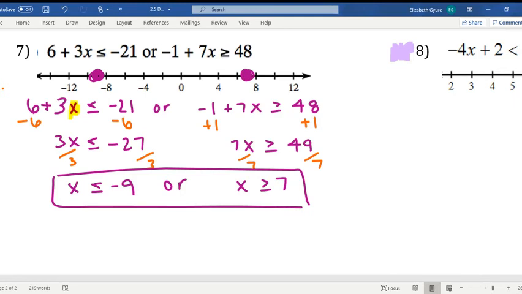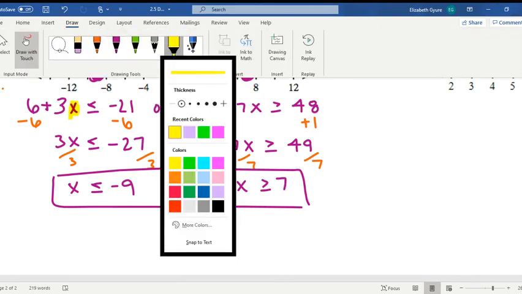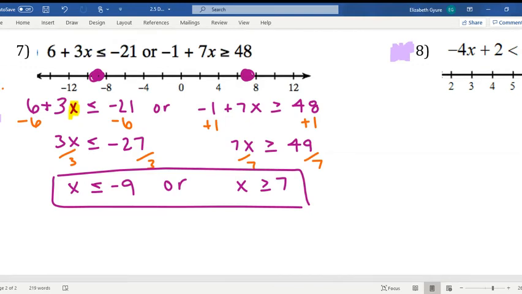And then Jake Sanders, where do we shade? On the outsides or in the middle? Outsides, good. Good. All right, okay.